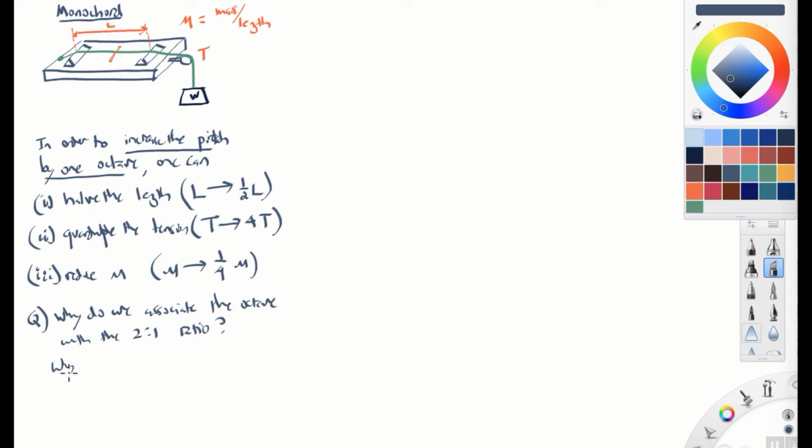So why not a 4-to-1 ratio? Okay, why not associate 4 with an octave? This is right around page 62 that the guys are discussing this. Okay. Now, how do we answer this question? How does Salviati address this question?